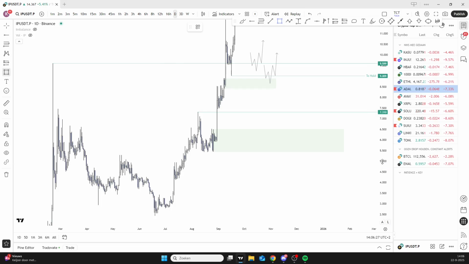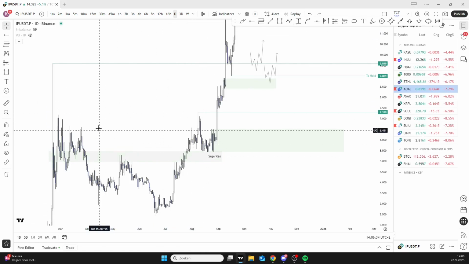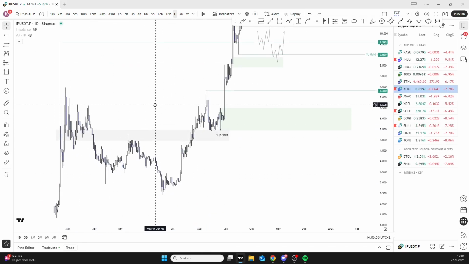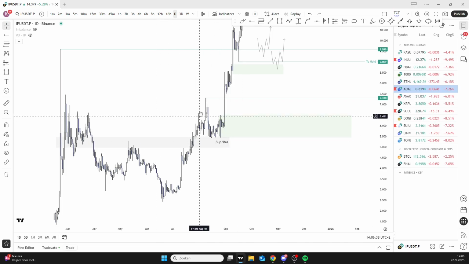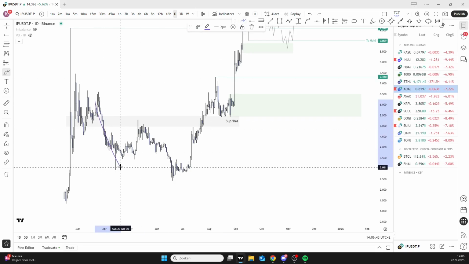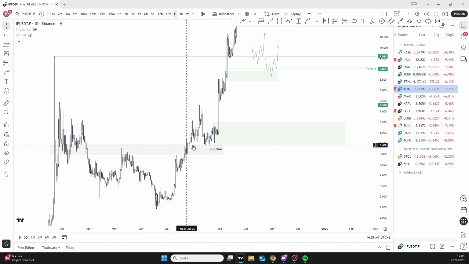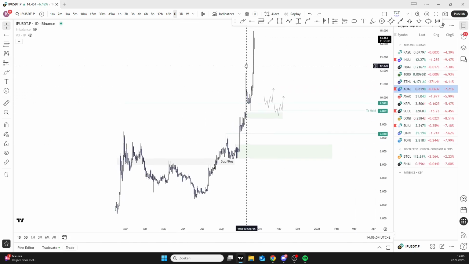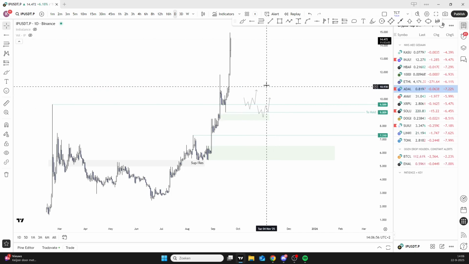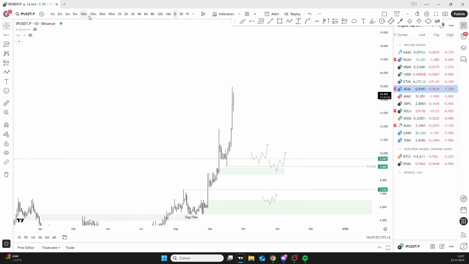You can also see at these psychological levels like the $5 mark, it's just a great support and resistance zone. Price loves to interact with those points, and if you gain it, you can use it as support, and the same way around. If you lose it, you can use it as resistance. Just an extra confluence in the market. So up until proven otherwise, these long scenarios is what I would be looking at on the higher time frame. Now let's check the local time frame.